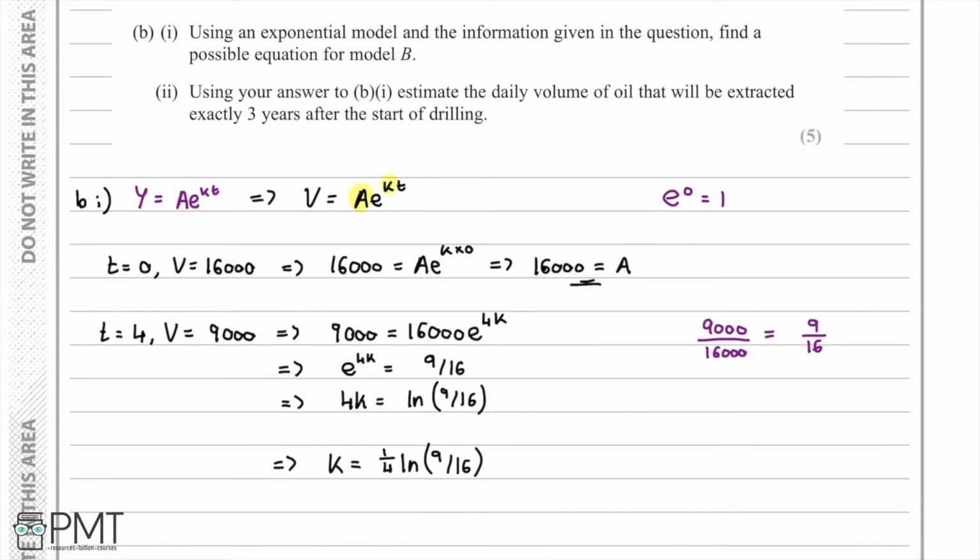What were we being asked to do? So we were asked to find an equation for model B. So we've now worked out what k is, and we've worked out what a is, and we know what our equation is. So we can simply write out our equation.